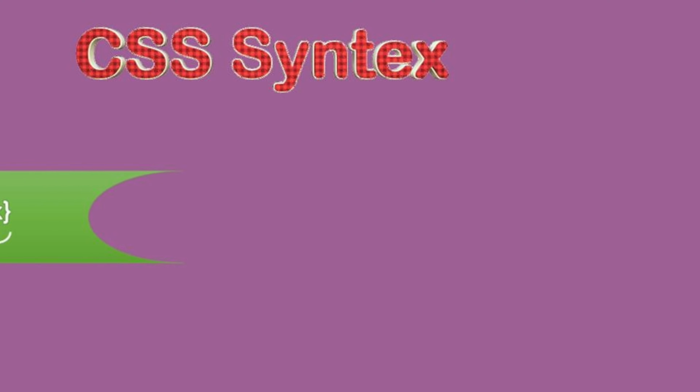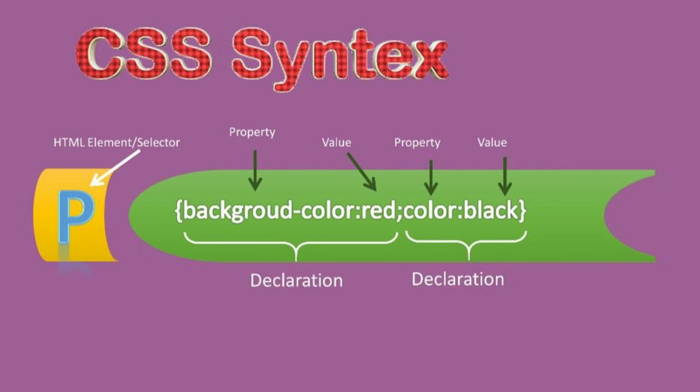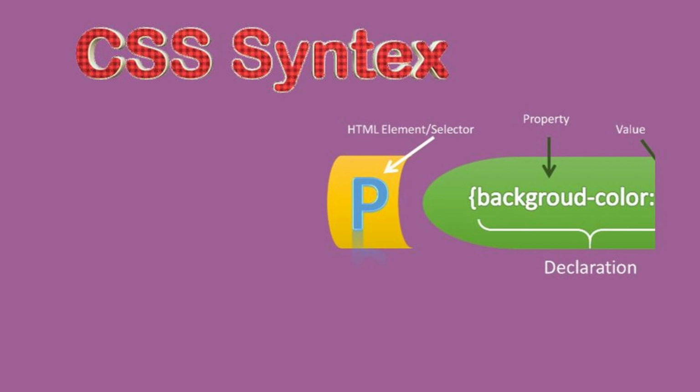Let's discuss the CSS syntax. There are two parts of the CSS syntax. First part is called the selector and the second part is called the property value block. Here we declare some properties and their values for the CSS syntax. So let's understand with an example.